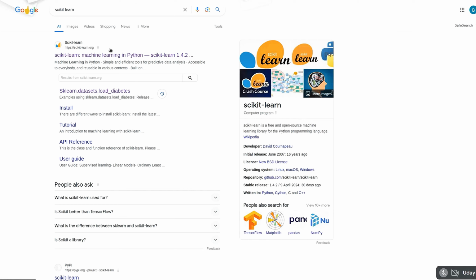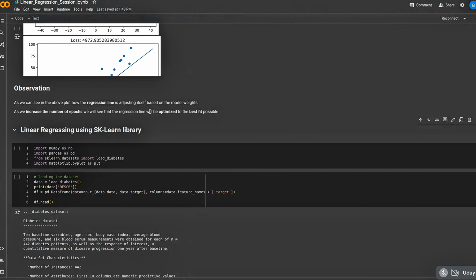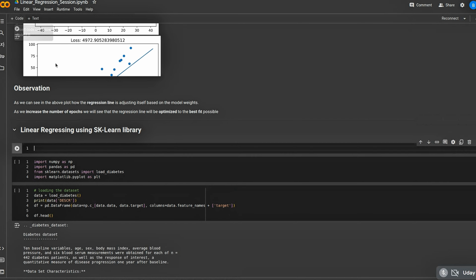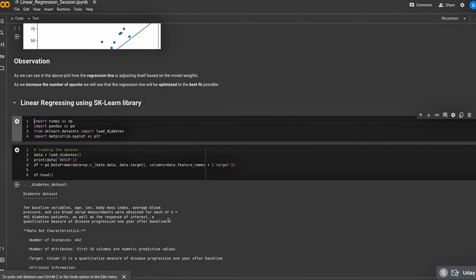You can check it out here. It is an open source library and you can do very many tasks. Go to regression and you can try to explore. For installing, if you are doing it on your local system, write pip install scikit-learn. It will install it for you. If you are using Google Colab, it would already be installed.